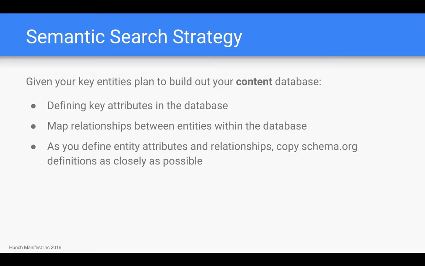So your semantic search strategy can be built out from your key entities to understand what kind of content do you need in your database. What kind of attributes will you need in the database? What kind of relationships do you need between objects within the database? As you define your attributes and relationships, you can mimic and copy the schema.org definitions as closely as possible. This gives you the data set to be able to put into templates and to put into your website and deploy within your user experience.